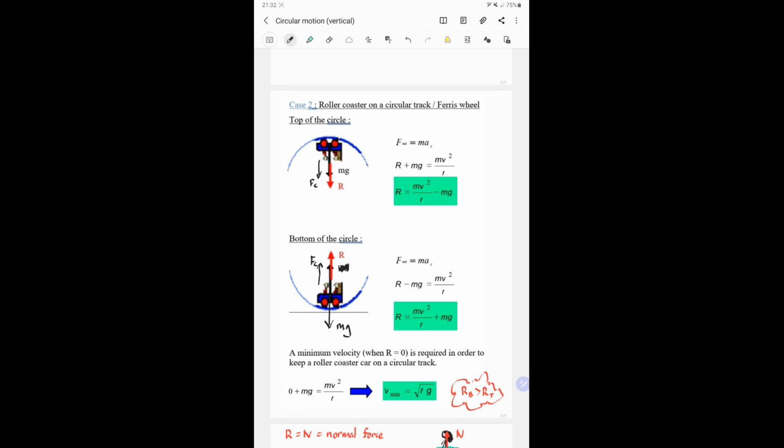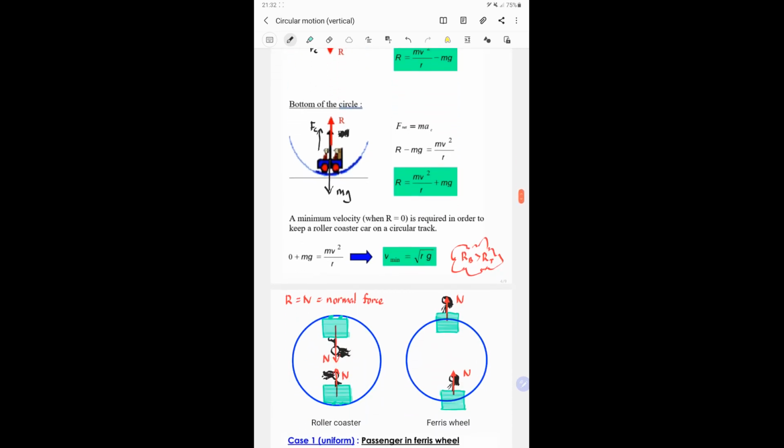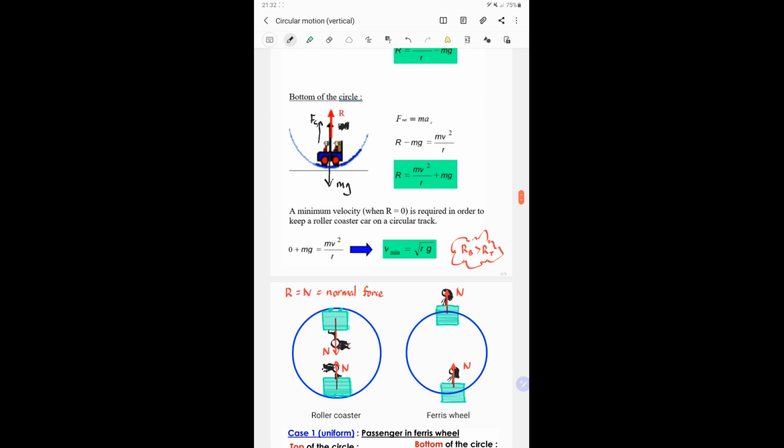Okay, now let's turn to the third case, which is the Ferris wheel. Before we go through the Ferris wheel, I want to show you the difference between a roller coaster and a Ferris wheel. This is the roller coaster, where the position of the passenger is like this. At the bottom, the passenger is in an upright position, and then at the top, the position of the passenger is inverted, like this.